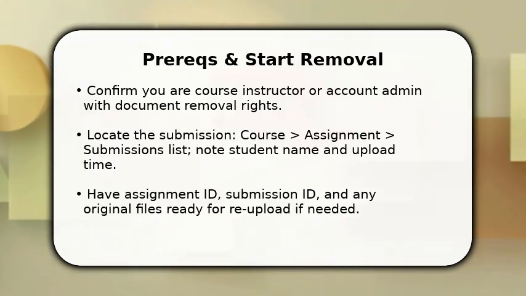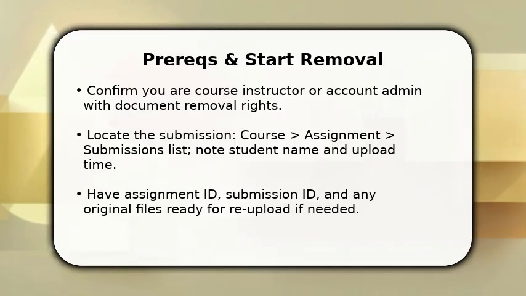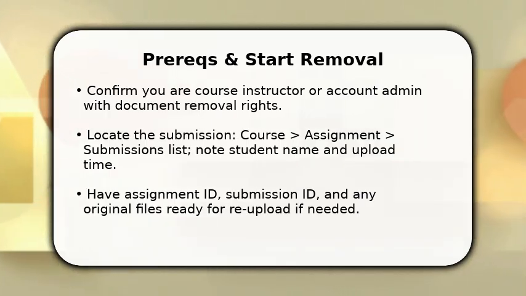Next, open the course, navigate to the specific assignment, and find the exact submission entry, note student name and timestamp. Once done, copy the assignment ID and submission ID to avoid mistakes later. Make sure you have the original file on hand. You may need it to re-upload or to provide proof when requesting permanent removal.